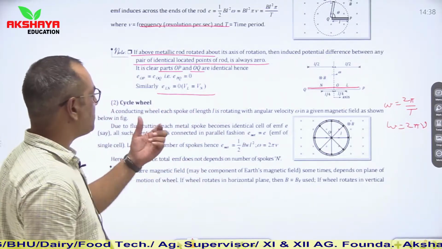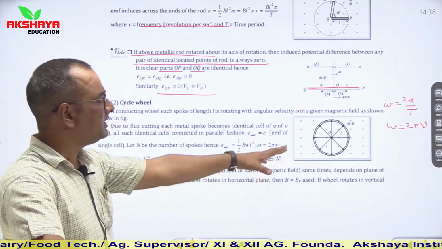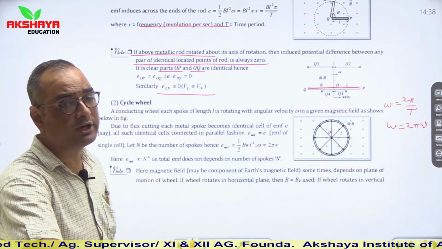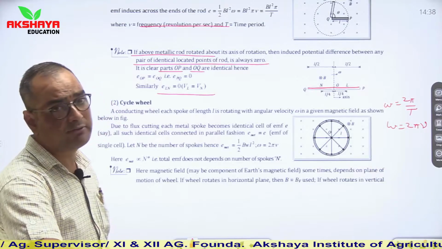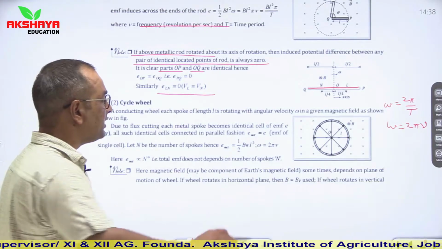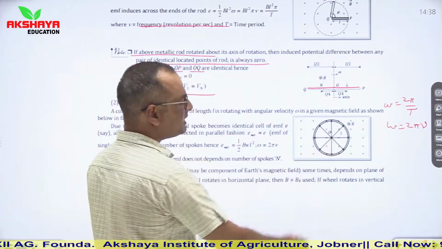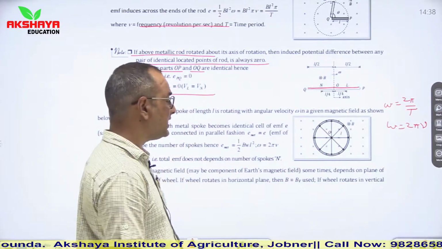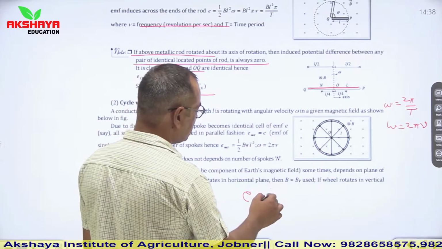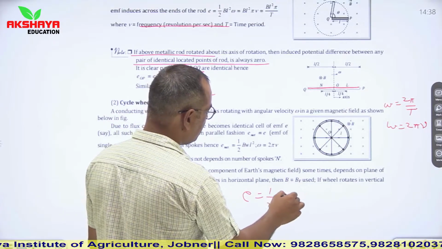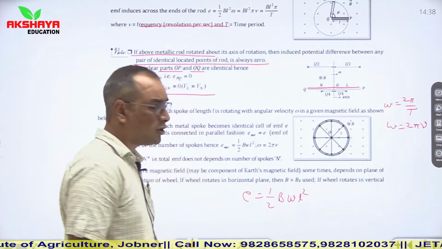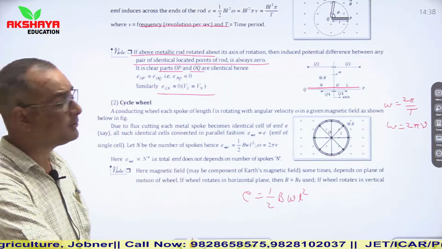Now see, if we talk about a cycle wheel, let us say a wheel is given which is rotating in a uniform magnetic field with an angular frequency omega. In this case, let us say again that its radius is r, or we can say the length of each spoke is l. Then in this case also, E is equal to half B omega l square. So again, omega is angular frequency, or we can say angular velocity.